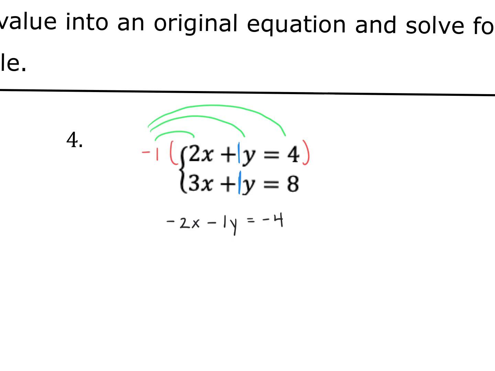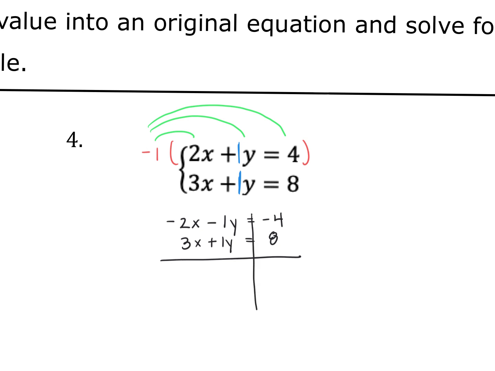Okay, so I changed that whole top equation, and now I'm just going to rewrite that bottom equation in here. So I'm going to say 3x plus 1y equals 8. Okay, and if you need to pause to just check and make sure you're understanding what I'm doing, pause the video and just kind of look around and see where I'm getting the numbers and why I'm writing what I'm writing, okay?